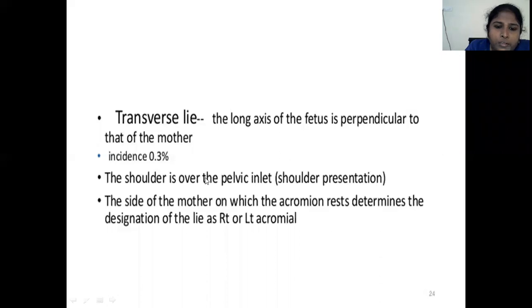Incidence is 0.3%. The transverse lie usually comes with a shoulder presentation. The shoulder will be there at the pelvic inlet. For a vertex presentation, the occiput is taken as the denominator. So for a shoulder presentation, the acromion is taken as the denominator. If it lies on the right side of the maternal pelvis, it is right acromion. If the acromion is facing the left side of the maternal pelvis, it is left acromion.